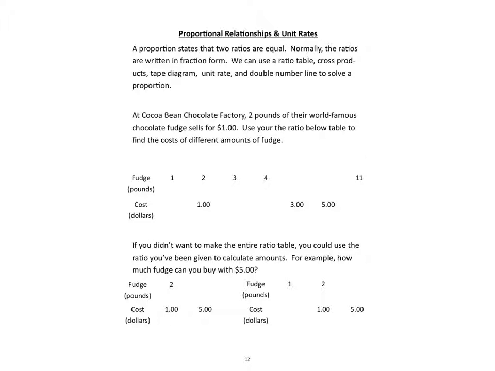Now, you're going to notice that that statement about chocolate fudge selling for $1, or that 2 pounds sell for $1, is written and represented right there, because it says that 2 pounds of fudge, which is what's written on the left, those are the units, and $1 is the cost. Now, it then asks us in the problem to use your ratio table below to find the costs of different amounts of fudge. In order to do this, we have to use the relationships that we know.